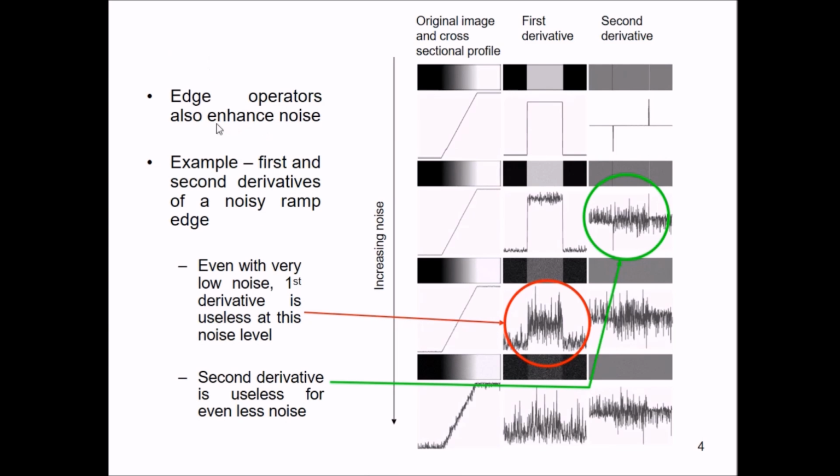This edge operator also enhances noise. This is the main problem. Edge operators enhance the edges, which is very fine, but they enhance the noise also. For example, consider the first and second derivative of a noisy ramp edge. This is the original image, and this is the cross-sectional profile. This is our edge, and this is the cross-sectional profile.